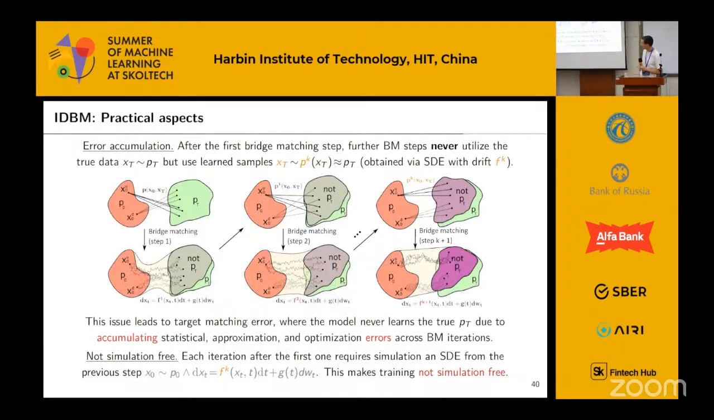Okay, of course, this procedure, just like rectified flows, has its own limitations. The limitations are exactly the same as in rectified flows. So basically, there are two limitations. First, to train this procedure on the steps after the first, you have to do simulations of your diffusion learned from the previous step. This is one limitation. The second limitation is the error accumulation, just as in rectified flows.